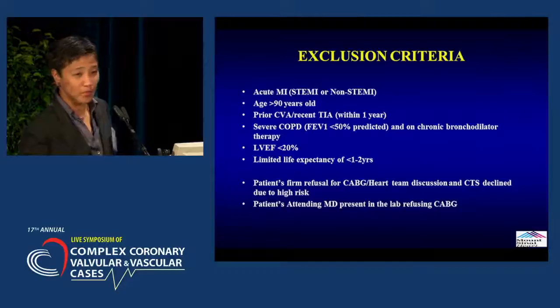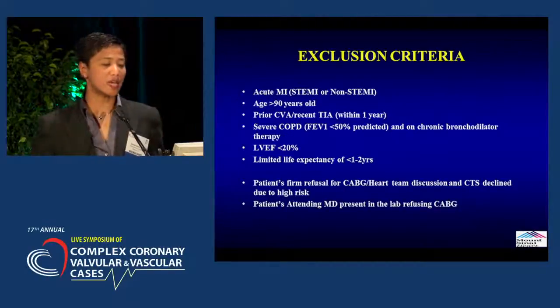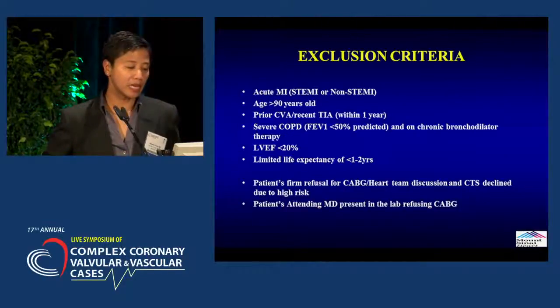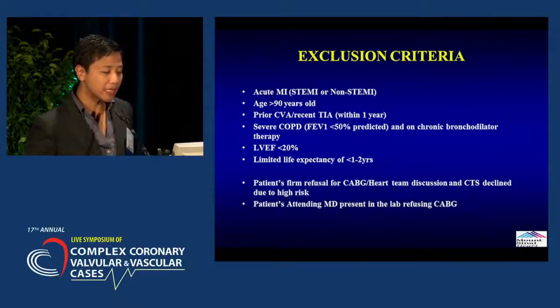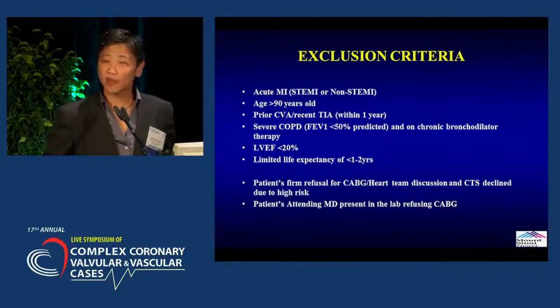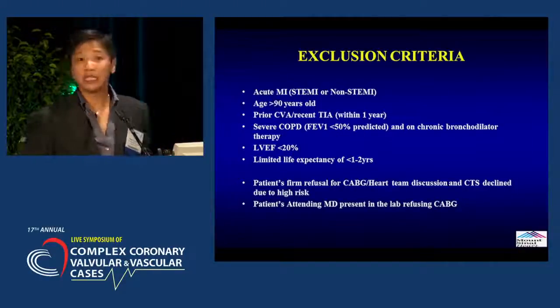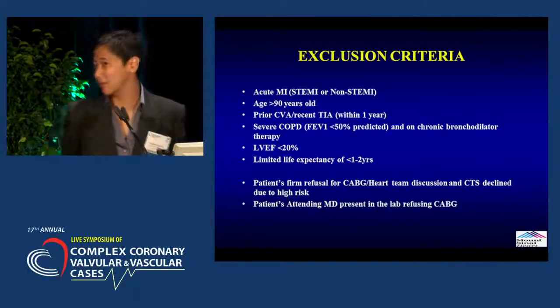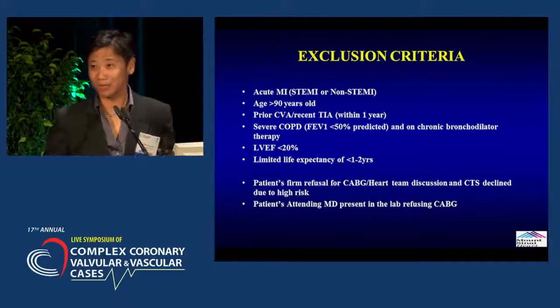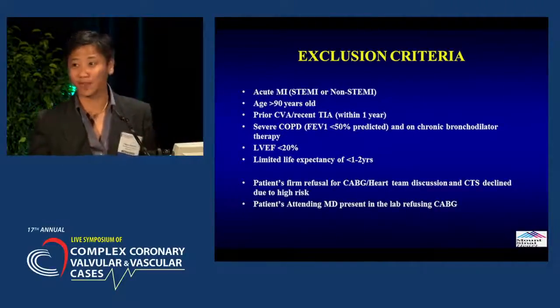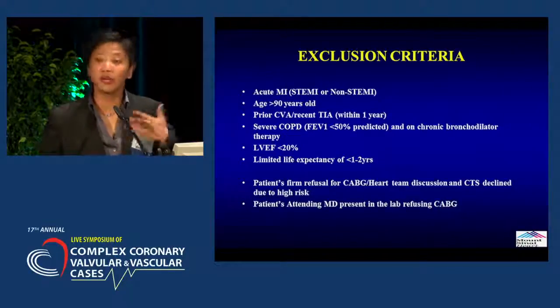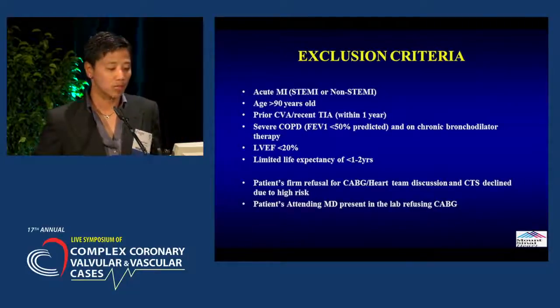Acute MI, age more than 90 years old, CVA or TIA within 1 year, severe COPD, LV less than 20%, limited life expectancy, patient's firm refusal. Some patients, no matter how you say that the best option is CABG, they just don't want it. You can't force them. Just thinking of cracking the chest open, it's like, no. If you can fix it, and that's what they want, but you have to offer the better option.